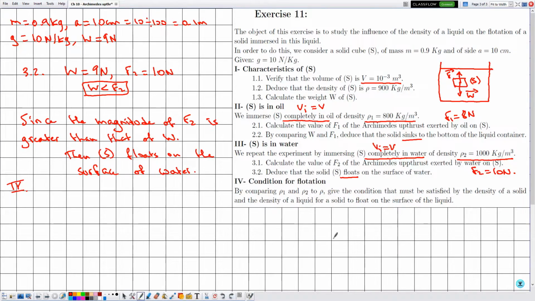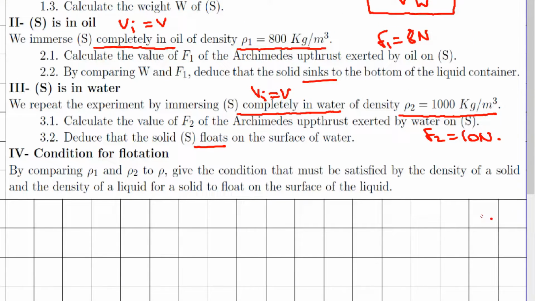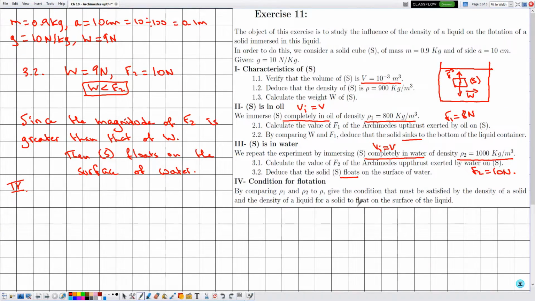Condition for flotation. By comparing rho 1 and rho 2 to rho, so let me explain this. What do they mean by comparing rho 1 and rho 2 to rho? First we need to do a comparison between rho 1 and rho alone. And on the other side we need to compare the value of rho 2 and rho. Give the condition that must be satisfied by the density of a solid and the density of a liquid for a solid to float on the surface of the liquid.